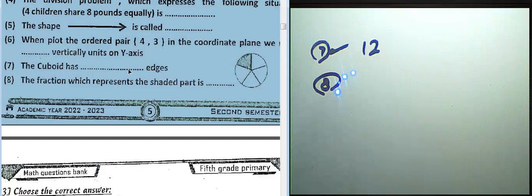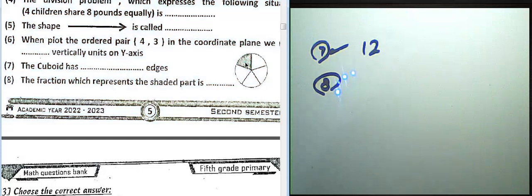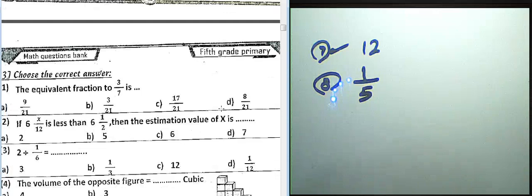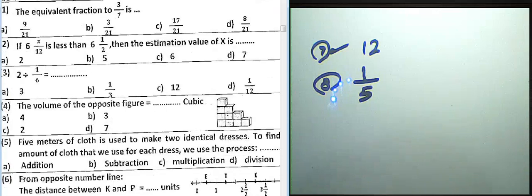Question 8. The fraction which represents the shaded part here: we have one part over how many parts? 1, 2, 3, 4, 5. 1 over 5. It's the fraction for the shaded part of the shape, 1 over 5. Question number 3.